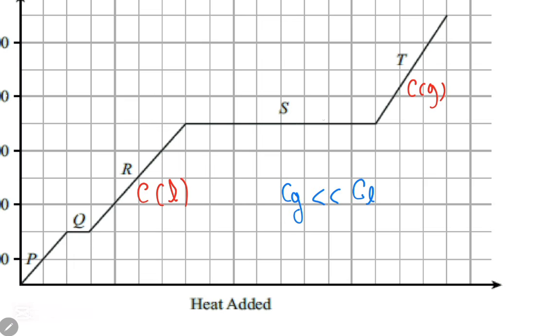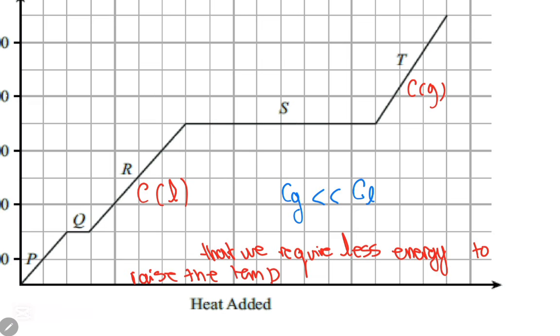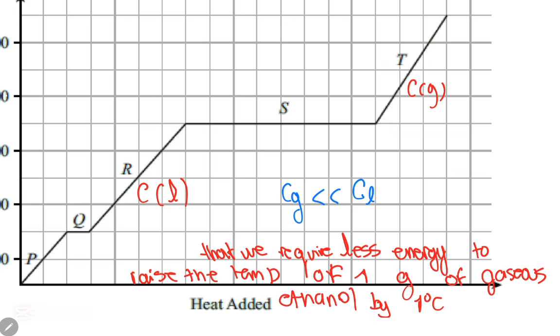What does it mean? It means that we require less energy to raise the temperature of 1 gram of gaseous ethanol by 1 degree Celsius.